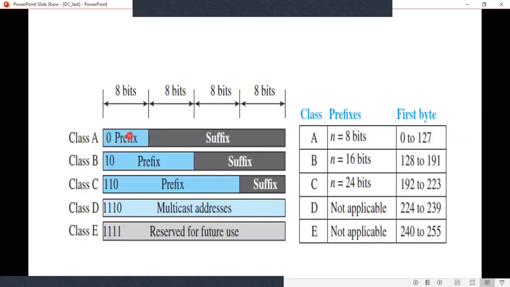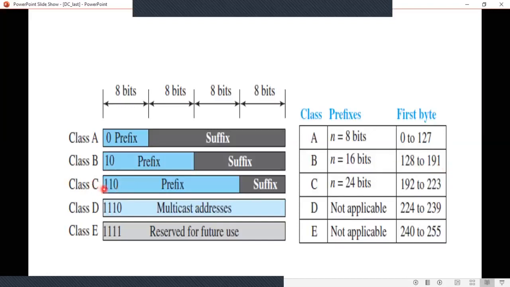Similarly for class B, the initial 2 bits, out of these 16 bits, are meant to represent that it is class B, that is 1 0. And the rest, how many bits are there? 14 bits. You can have the flexibility here for these 14 bits. So what is the range? That is 128 to 191. You can represent from 128 to 191.